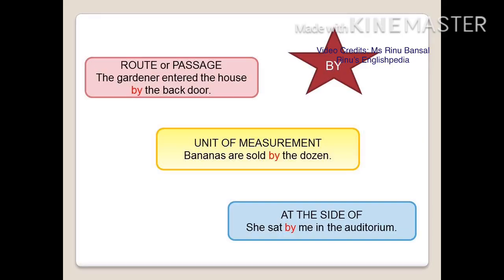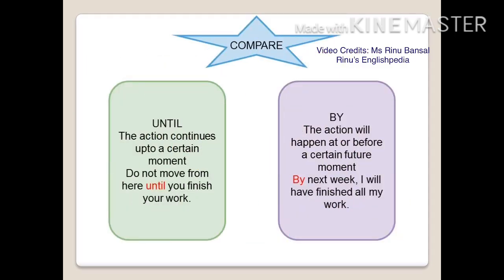And finally, it is used when we are talking about at the side of something. For example, she sat by me in the auditorium. There is a great difference in the usage of until and by. Until is used when the action continues up to a certain moment. For example, do not move from here until you finish your work.